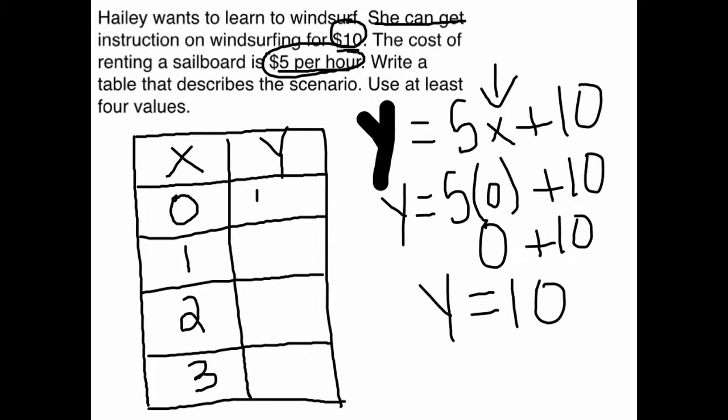Now, what that means in terms of real life is that if Haley does not rent a sailboard for any hours, and all she does is get instruction on windsurfing, all she has to pay is the $10. Let's go ahead and figure out how much she'll spend if she rents a sailboard for 1 hour.